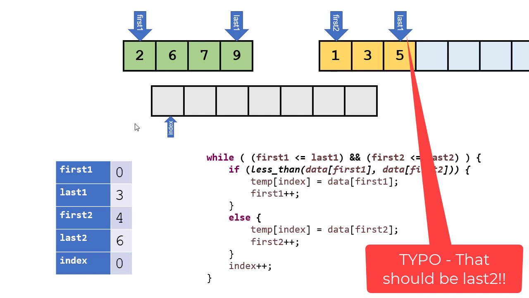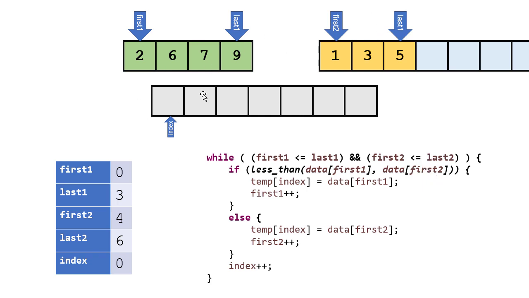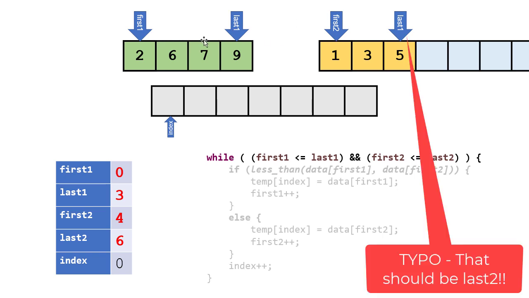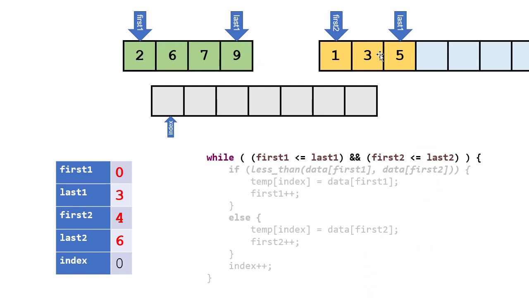So here we have our values displayed on the array, and you'll notice we don't really care about the end of the array, so we're not worried about showing those here. So while first one is less than last one, first two is less than last two, that means there's some elements in these subarrays to look at. We're going to compare the elements that first one and first two are referring to, and if first one is pointing to an element that's smaller than first two, we're going to do some stuff. However, that's not the case, so we're going to do the else case.